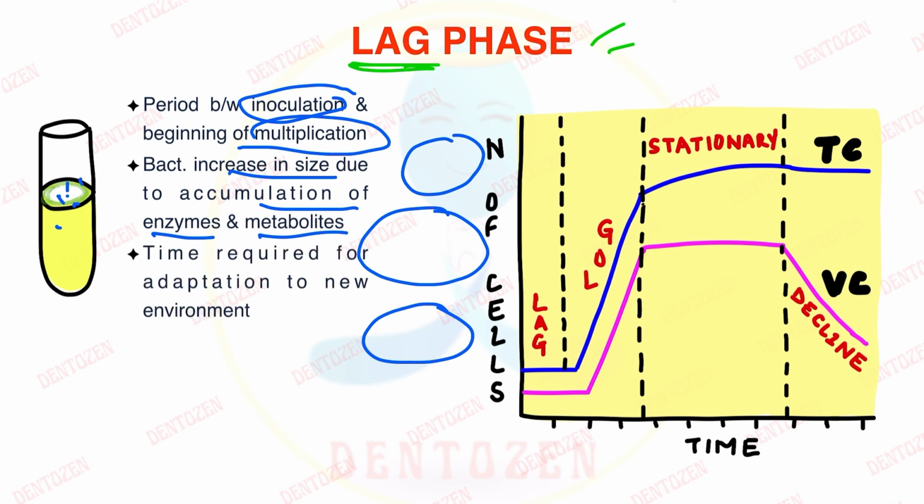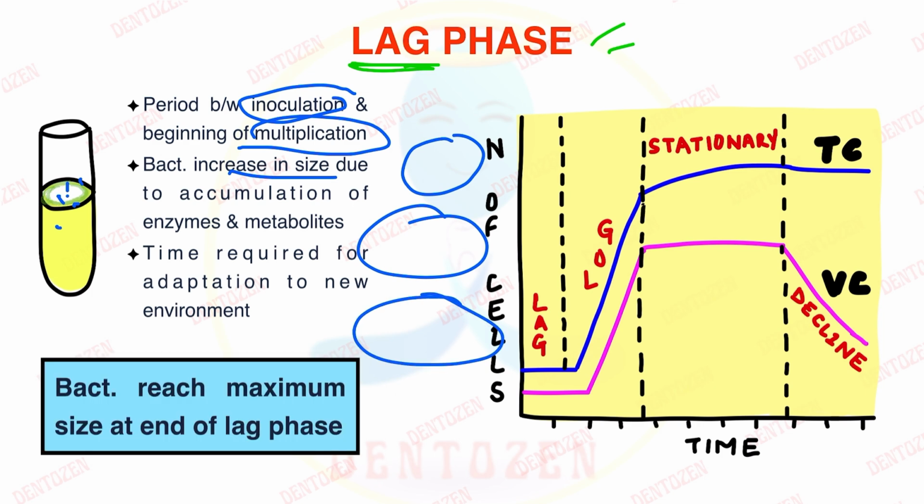So what is happening here? The size of the bacterium is increasing. That means at the end of this phase, the bacteria will have their maximum size. That can be an important entrance question: in which phase do bacteria attain maximum size? That is at the end of lag phase. And once they have achieved maximum size, what will happen? They will start to divide, and that is when the log phase will start.